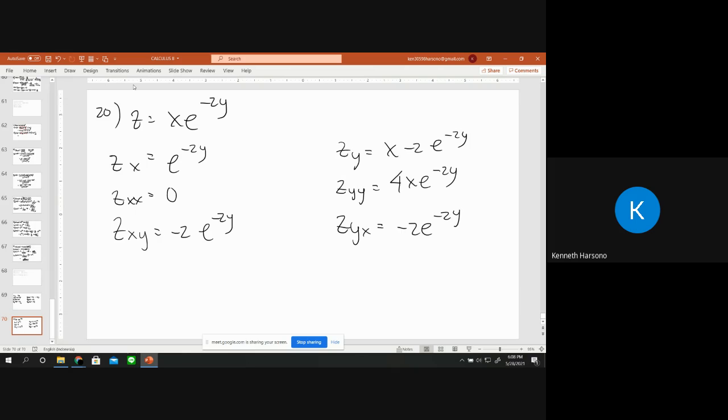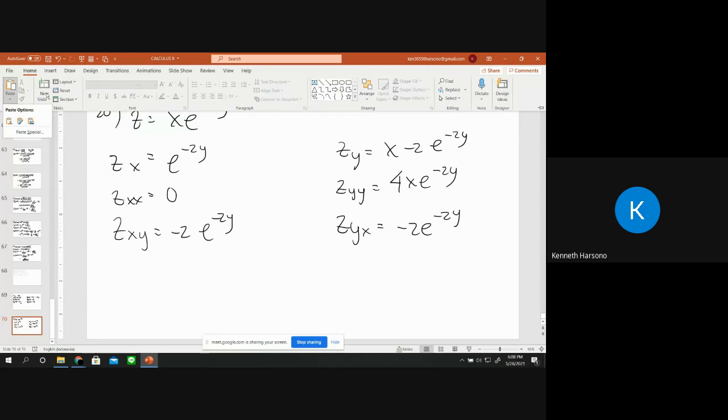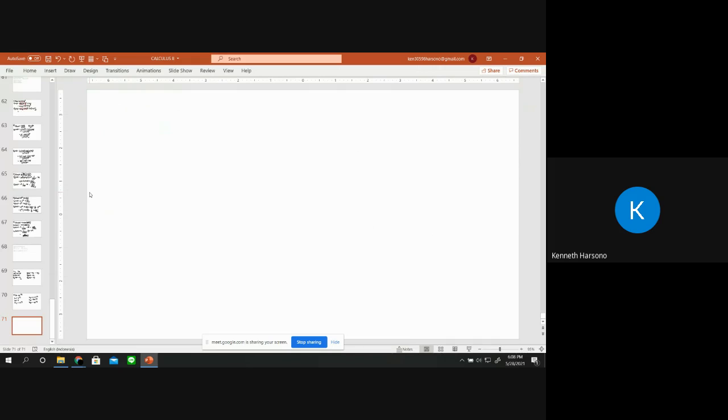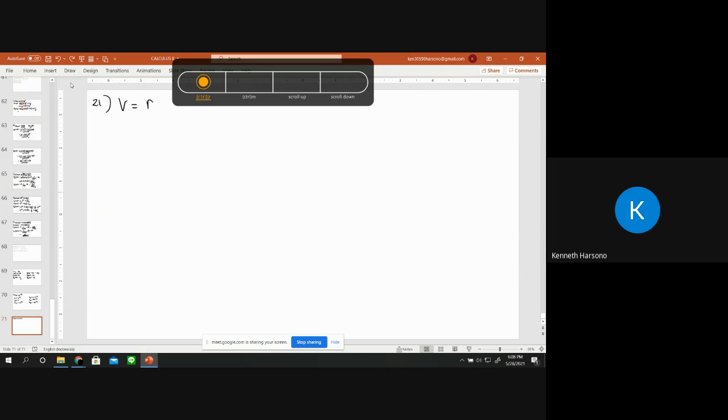Okay. Move on. Number 21. P is equal to R cos F plus 2P. Sorry. Wrong one.